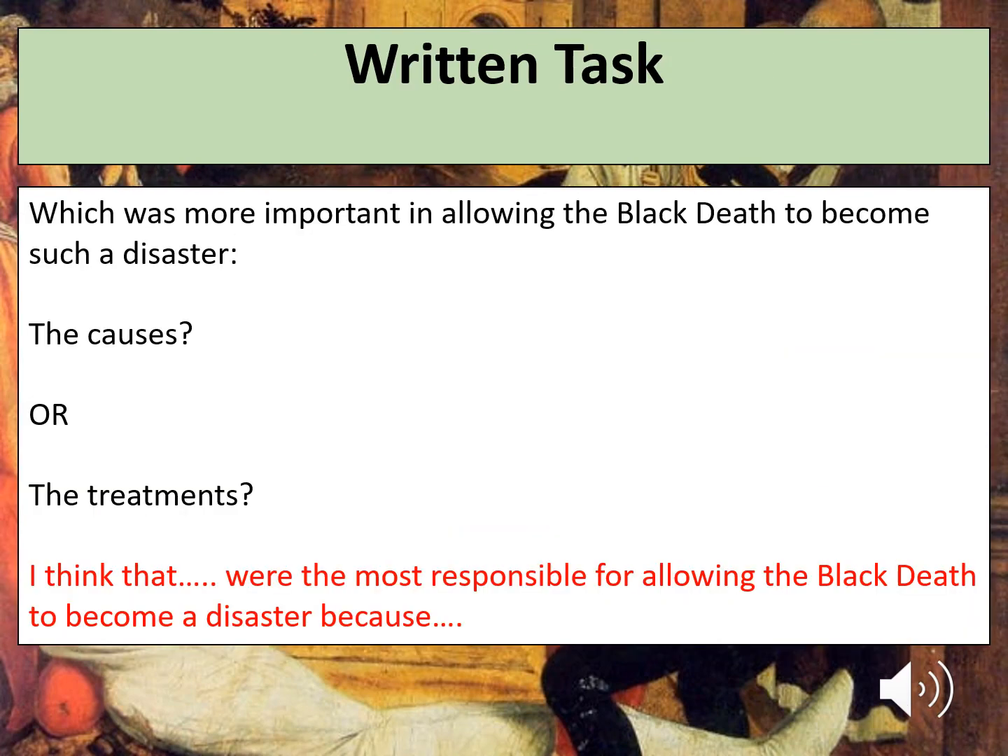Your final task for today's lesson is to answer the following question. Which was more important in allowing the Black Death to become such a disaster? Was it the causes or was it the treatments? I would like you to answer that question in your books. I have given you a sentence starter on the screen which is in red. You may use this to help you start your paragraph. Pause the video here to allow yourself time to write the paragraph.